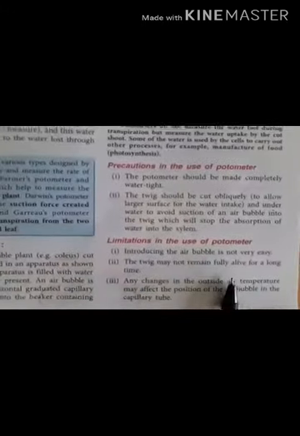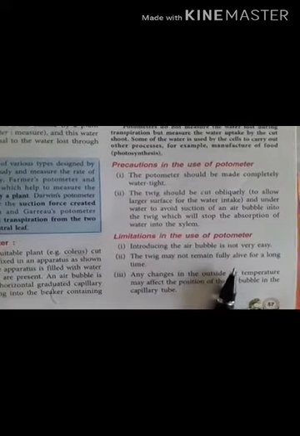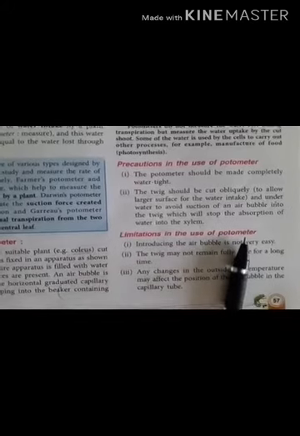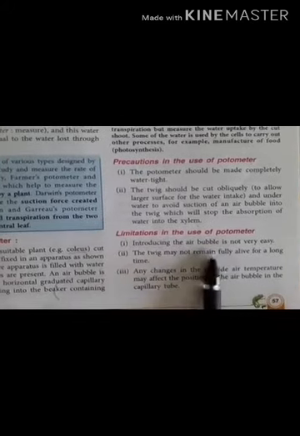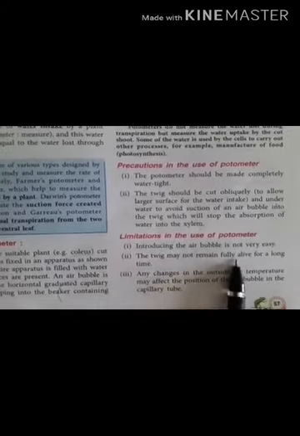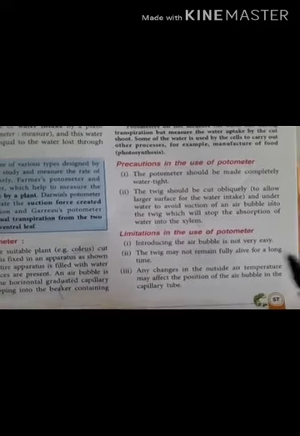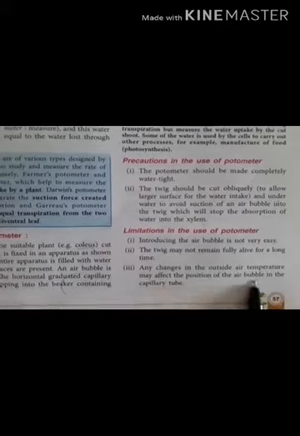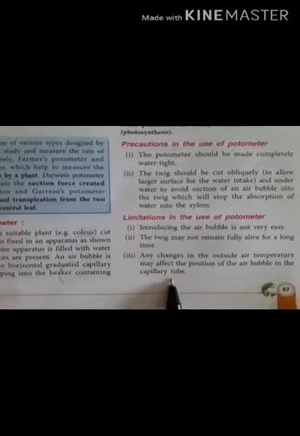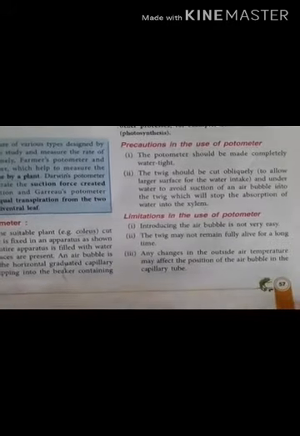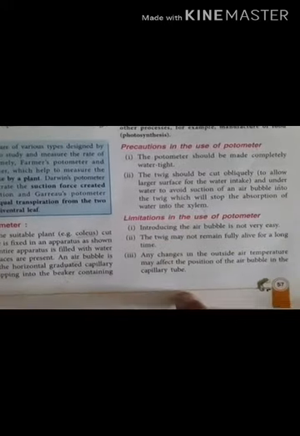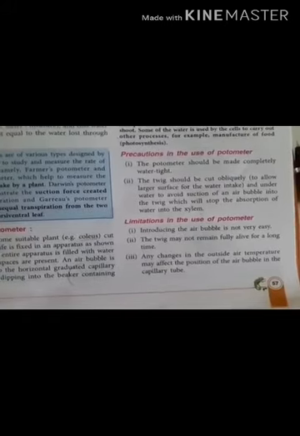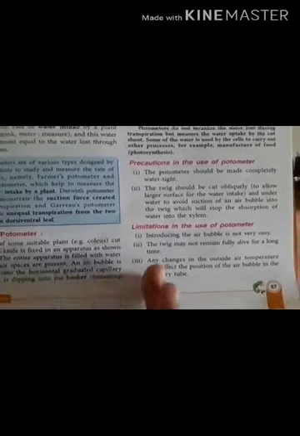Now, what are the limitations? As I told you, introducing the air bubble is not very easy; it is a very difficult and tedious task. Secondly, the twig may not remain fully alive for a longer time, because there are no roots or stem. Third, any changes in the outside air temperature, whether more or less, will affect the position of the air bubble in the capillary tube. So this is the experimental setup of Ganong's potometer.